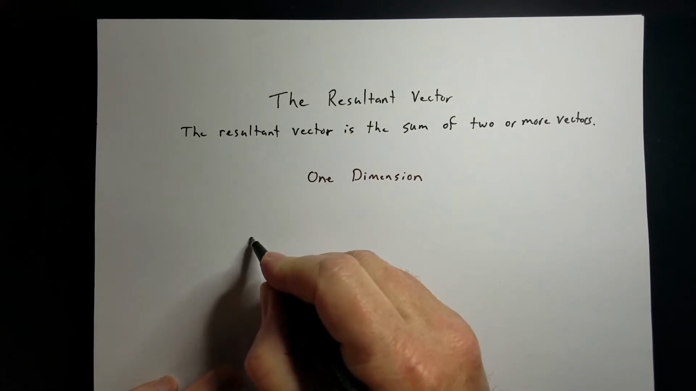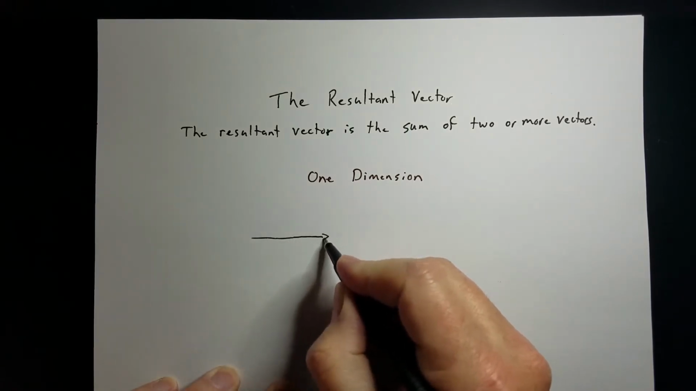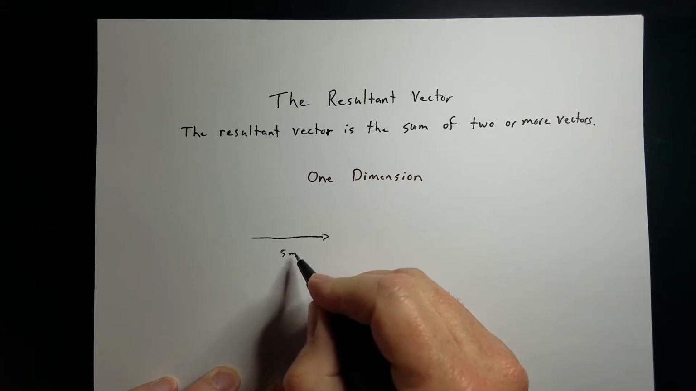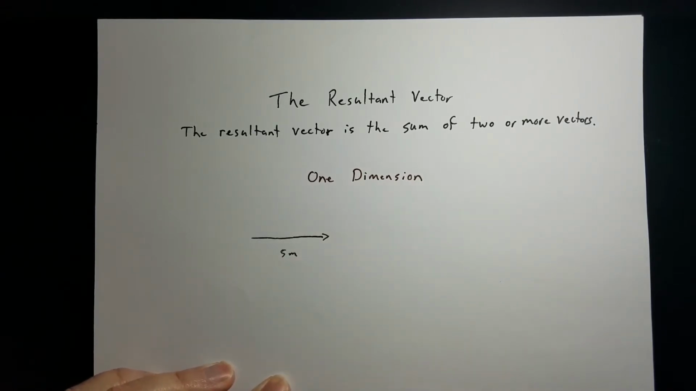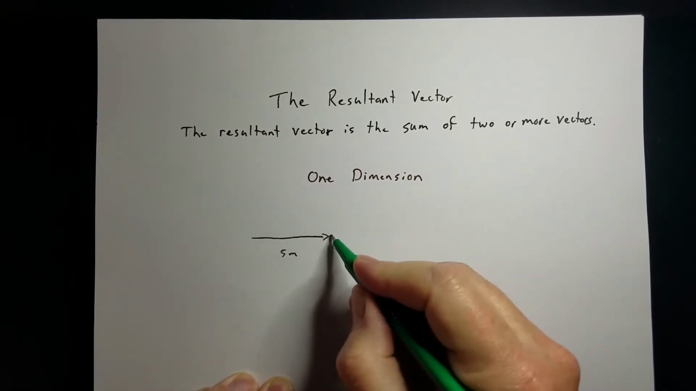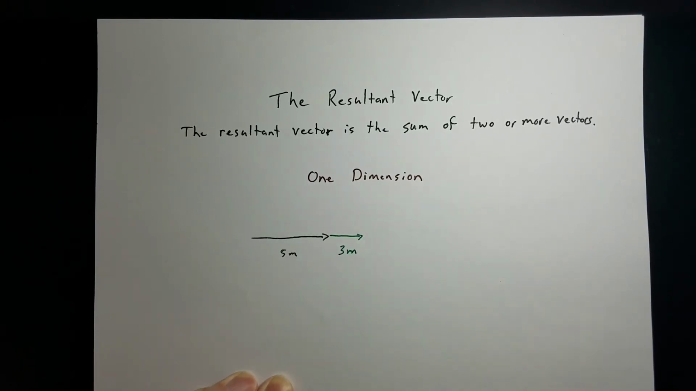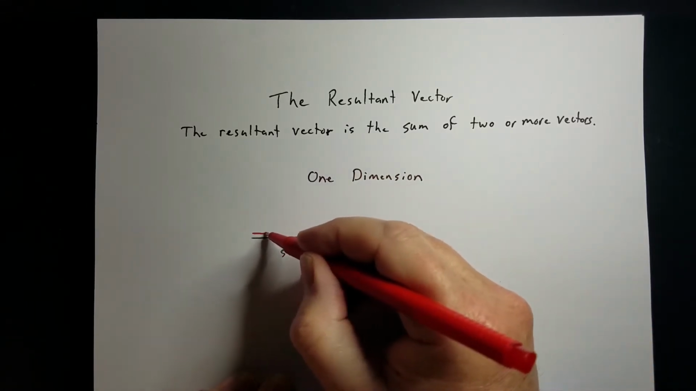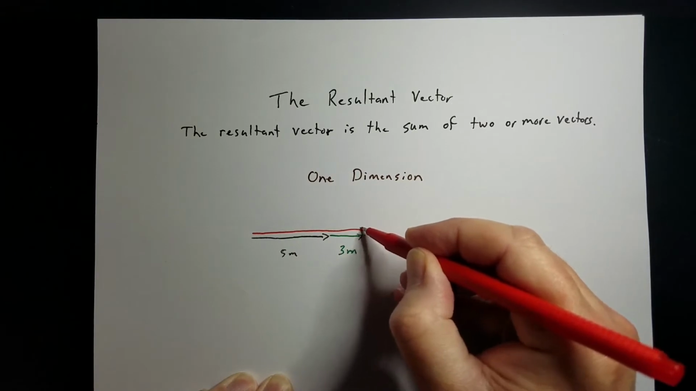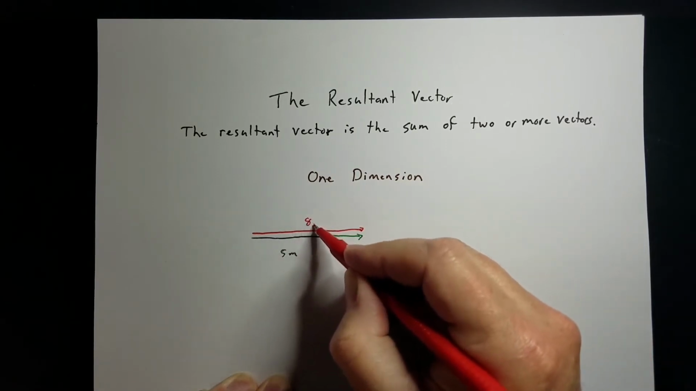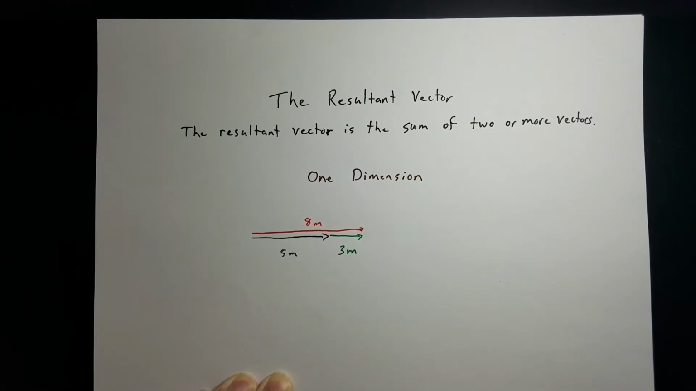So let's say we have a displacement vector going this way. Let's say it's 5 meters. And then on top of that, that person continues in the same direction another 3 meters, in which case the resultant vector, which I'll draw in red, is from that first vector all the way to the last one. So that's a total of 8 meters. So the result is they're 8 meters to the right of where they started off from.